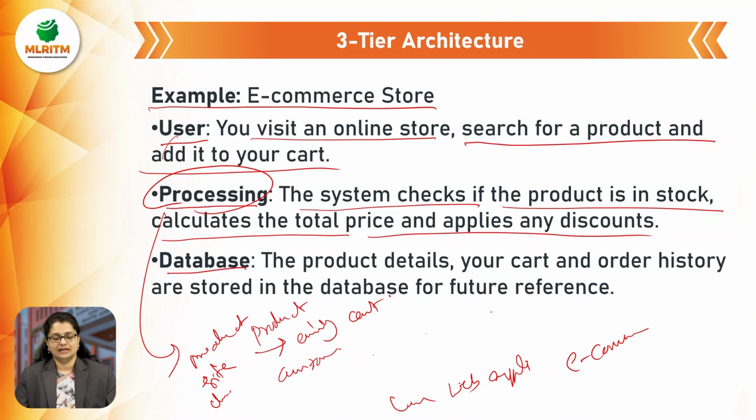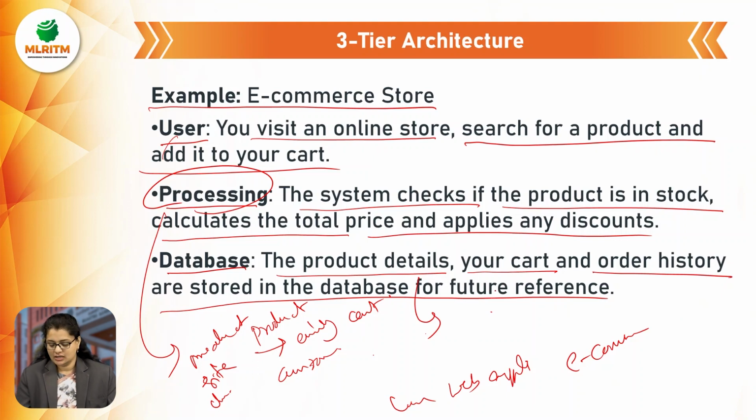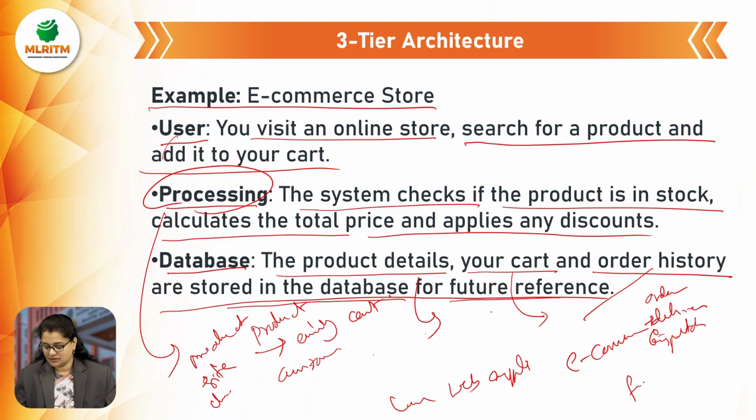The next one is the database. Here the product details, your cart and order history are stored in the database for further reference. That can be done by the database. So what products we added to the cart and ordered, when you ordered, and what the delivery time is. If it is dispatched, it can give the information to the user, and store it in the database for further reference also. After you get the product, you also have the ability to give feedback about the particular product. It can also be stored by the database.